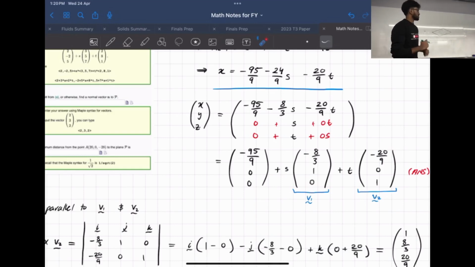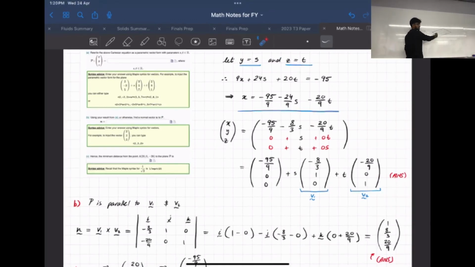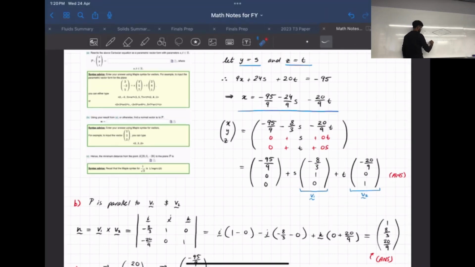Now, if you guys remember, the way we find a normal vector is by doing the cross product of the 2 parallel vectors that lie on the plane. So our n is just v1 cross product v2. Right?